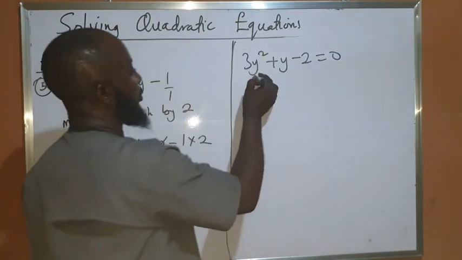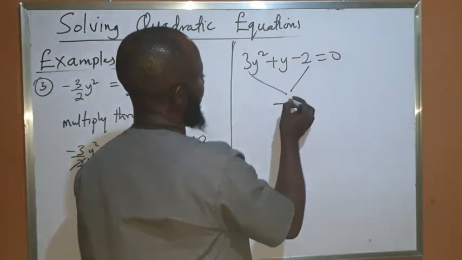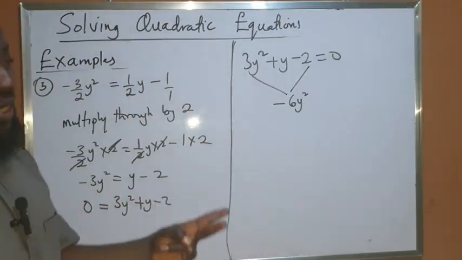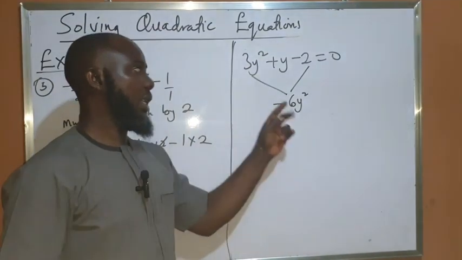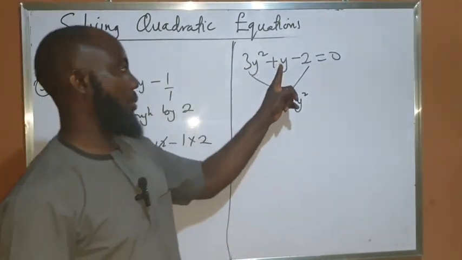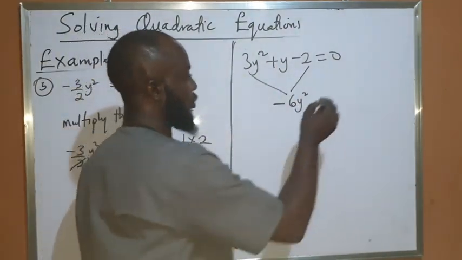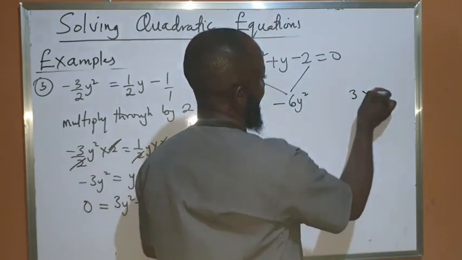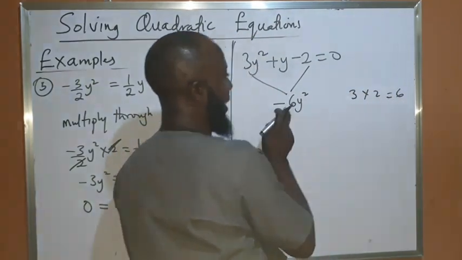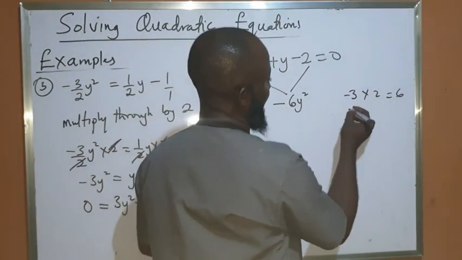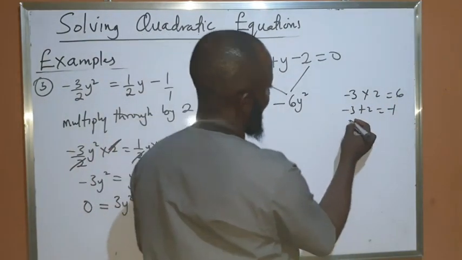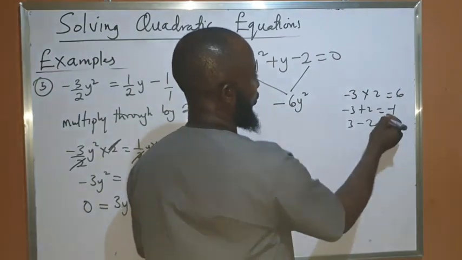So what we're going to do, we multiply this by this, and this gives us minus 6y squared. So we are looking for two numbers multiplied together to give us minus 6, and when we add them together, we get 1, because this is 1. So 3 times 2 will give us 6, but what we have here is minus. If we put minus here, minus 3 plus 2 will give us minus 1, and this is plus. So that means 3 minus 2 will work, which will give us 1.